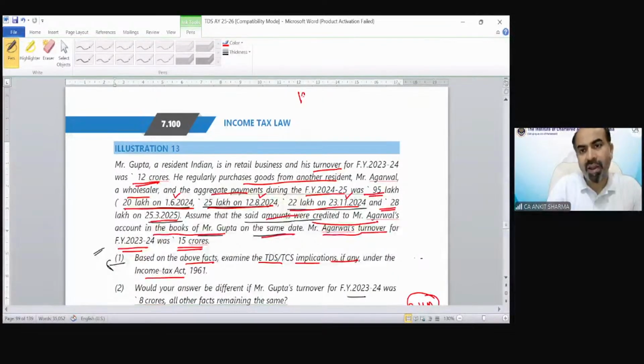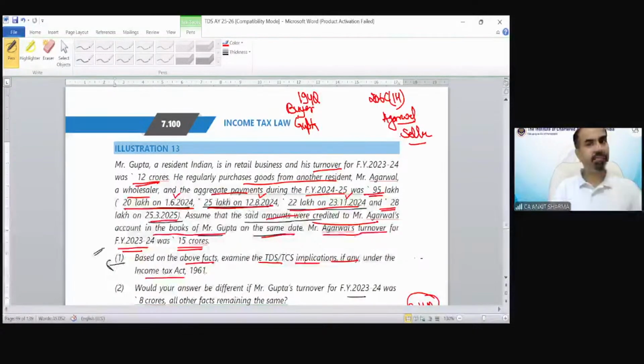Okay. So now, because both sections, 194Q and 206C1H, are applicable, who is the buyer in this question? Mr. Gupta is the buyer. And who is the seller in this question? Mr. Agarwal is the seller. Clear? Transaction amounts were 20 lakh, then 25 lakh, then 22 lakh, then 28 lakh. In aggregate it's 95 lakhs, so it is exceeding 50 lakh rupees.